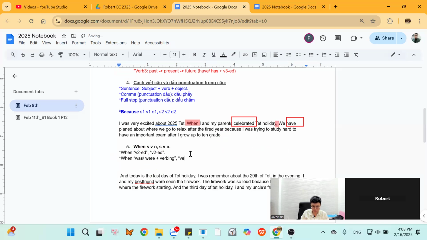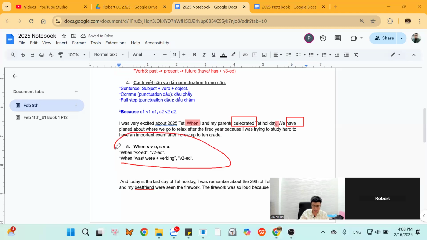And the second way for us to use when is was, verb-ing, and then verb two. The second sentence will be in verb two. For example, when I was eating lunch with my mother at home, my father came home. So I was eating lunch with her. Suddenly, my father came home.